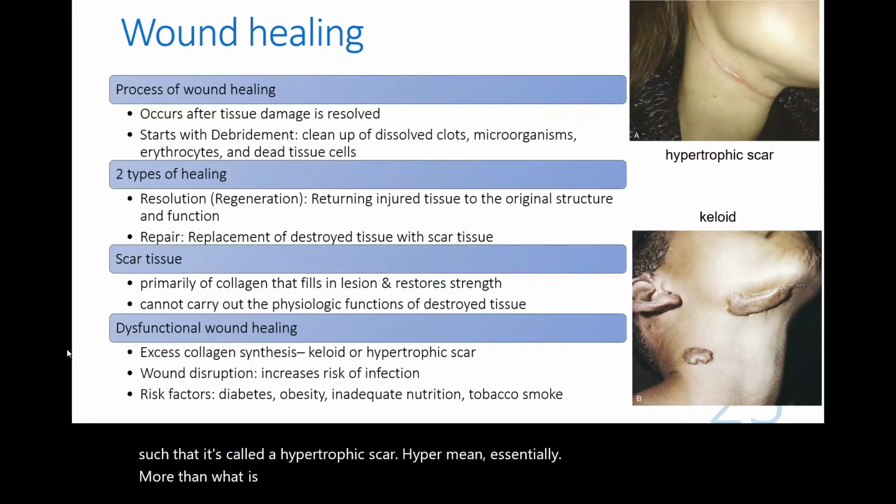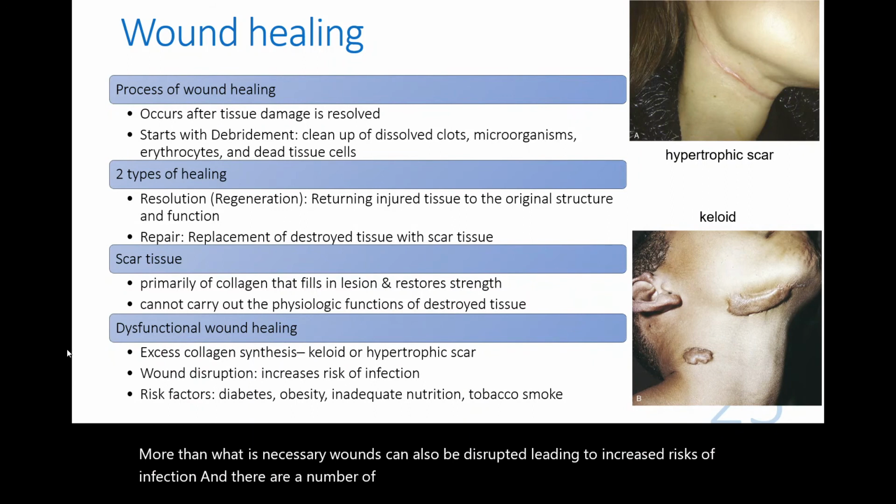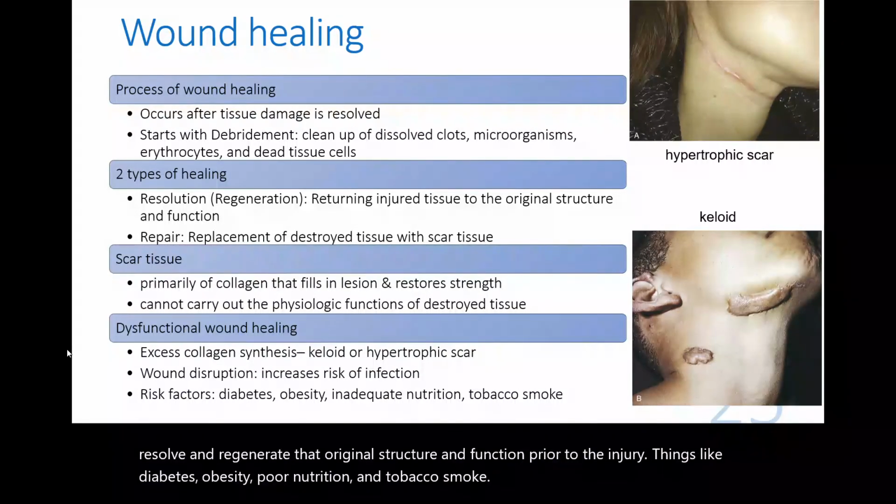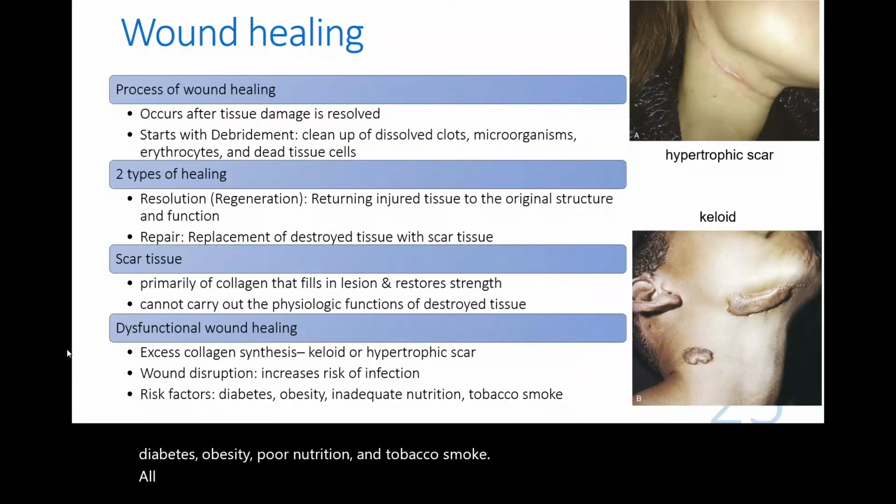Wounds can also be disrupted, leading to increased risks of infection. And there are a number of risk factors associated with how well one is able to resolve and regenerate that original structure and function prior to the injury. Things like diabetes, obesity, poor nutrition, and tobacco smoke all will be associated with more dysfunctional wound healing.